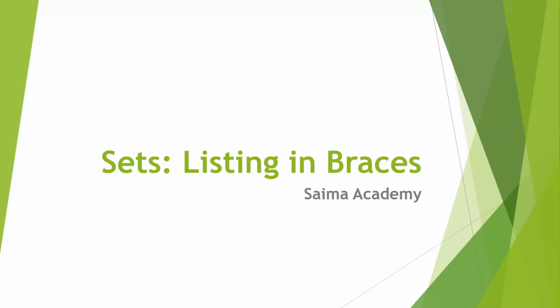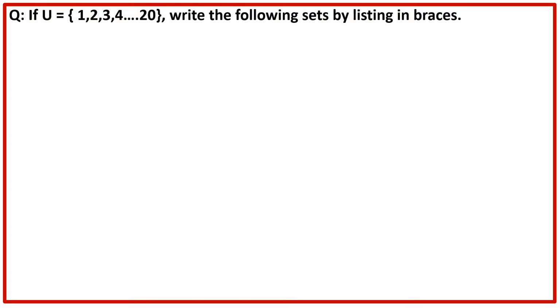In this lesson, we will discuss a few more questions related to listing in braces. So the question is, suppose U is equal to {1, 2, 3, 4, up to 20}. Write the following sets by listing in braces. Suppose we have been given the set in the form of set builder notation.